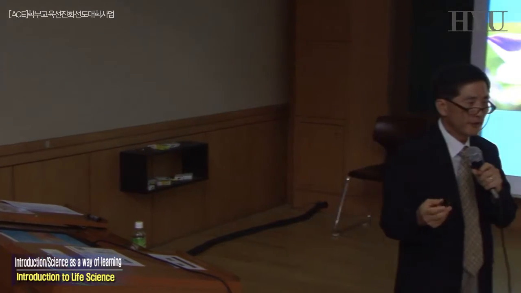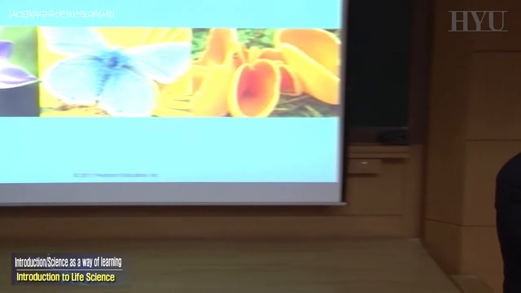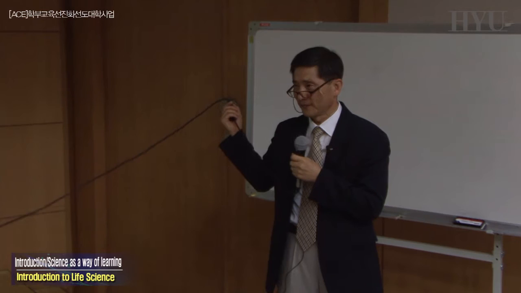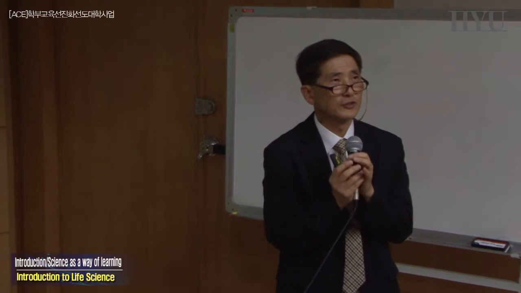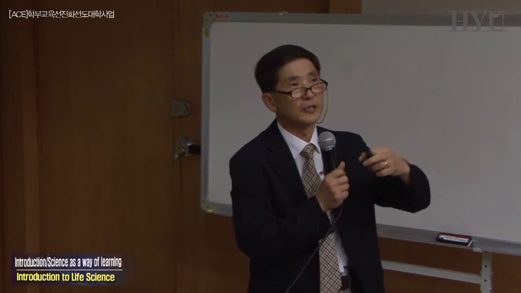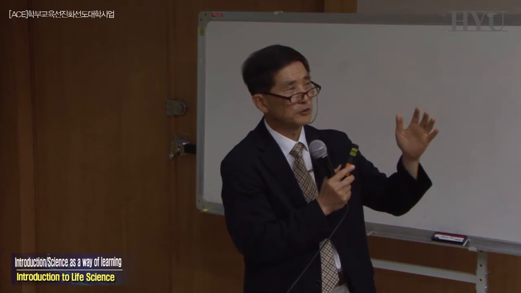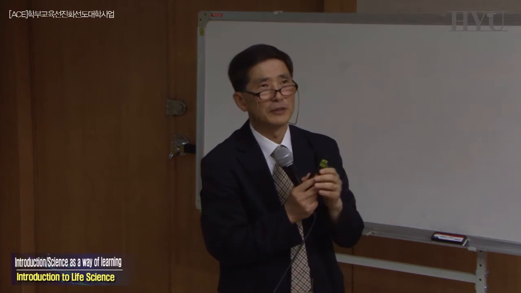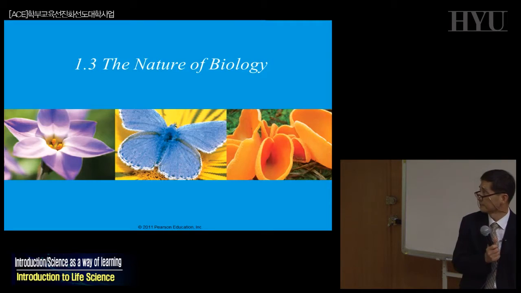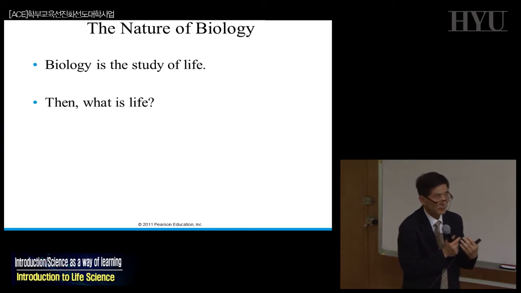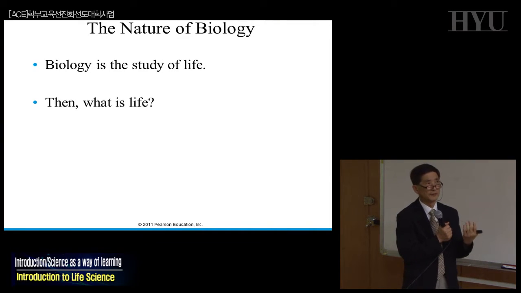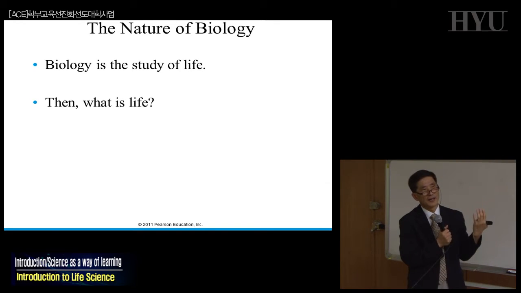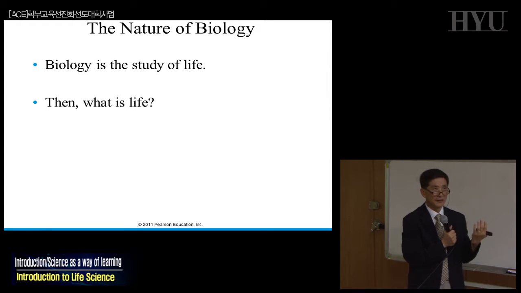Okay, so now we're moving from science to biology. What is the nature of biology? Biology is a part of science, probably the youngest among the sciences. The oldest ones are mathematics, physics, chemistry, and then maybe biology. So biology is the study of life. So what is life? Difficult question. We cannot define life.